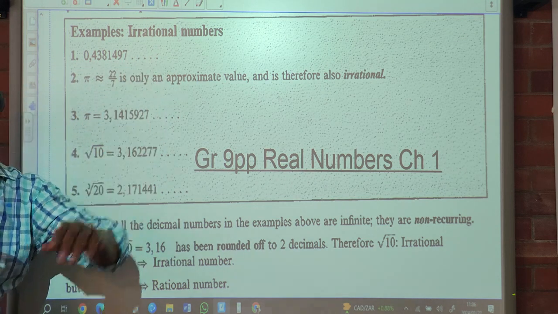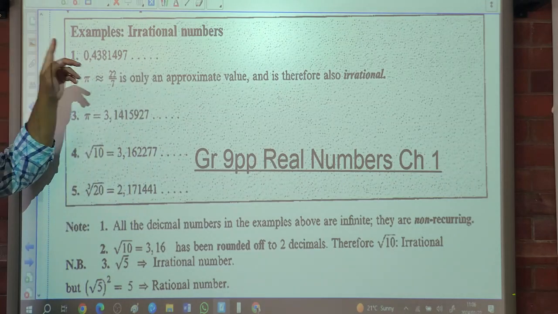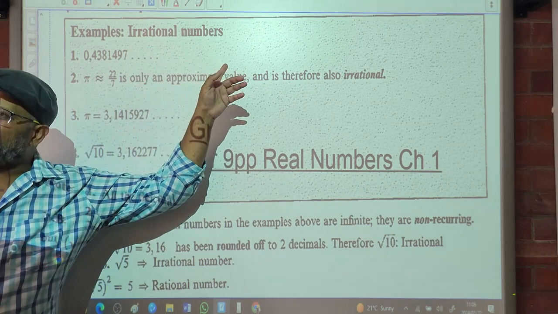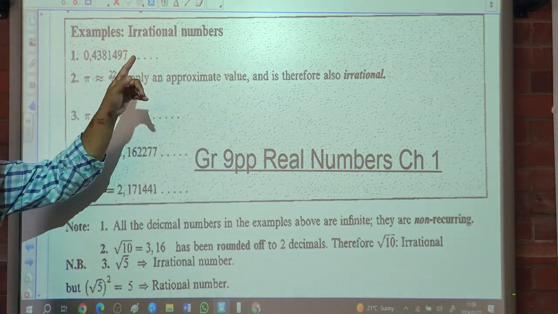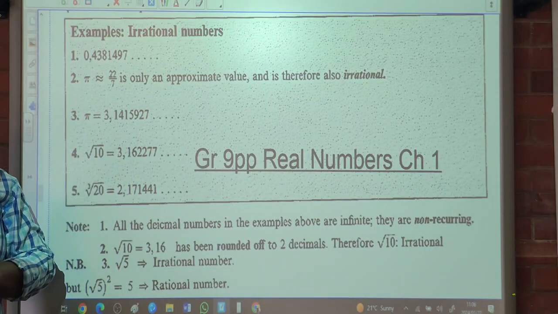Can you see how this dot means to say it carries on? Does this follow a pattern? Is this saying 4, 3, 8, 1, 4, 3, 8, 1, 4, 3, 8? Is that what it's saying? No. So this is considered an irrational number. You guys understand?